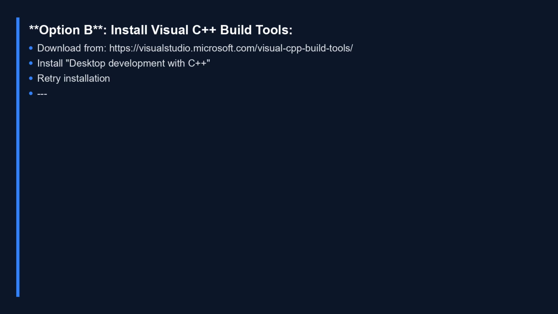If pre-built wheels aren't available for your configuration, you'll need the actual build tools. Download the Visual C++ Build Tools installer from the Microsoft URL shown here. Select Desktop Development with C++ during setup and then retry the Unsloth installation. That workload installs the MSVC compiler and Windows SDK that Rust's build system needs to compile native extensions.